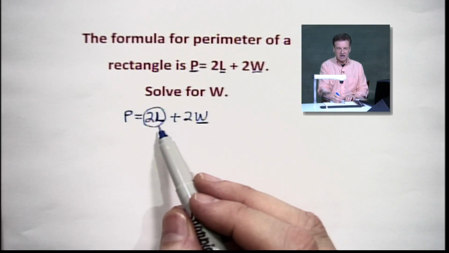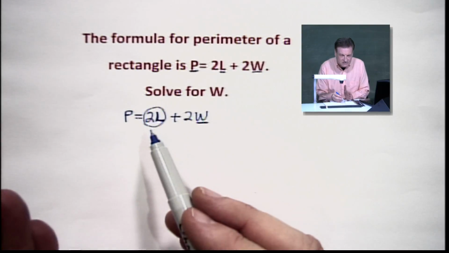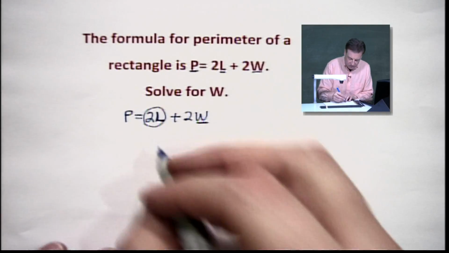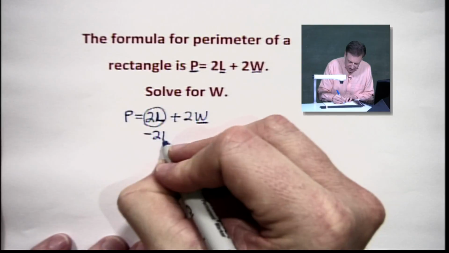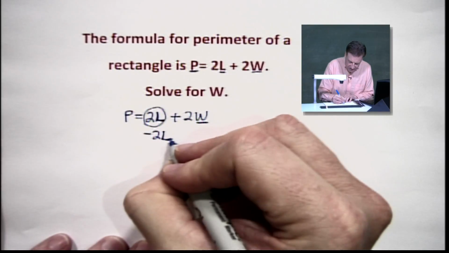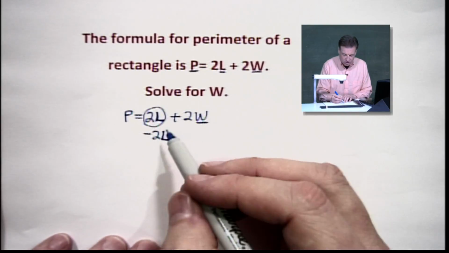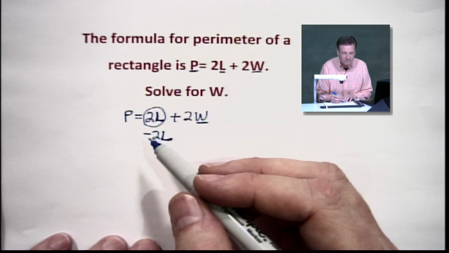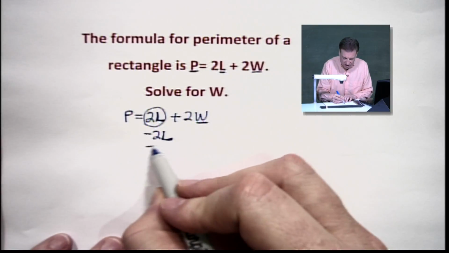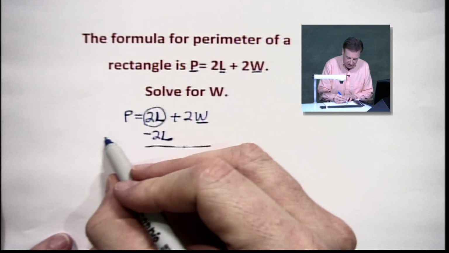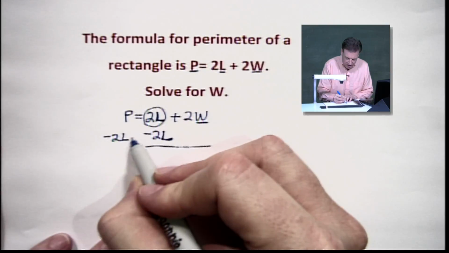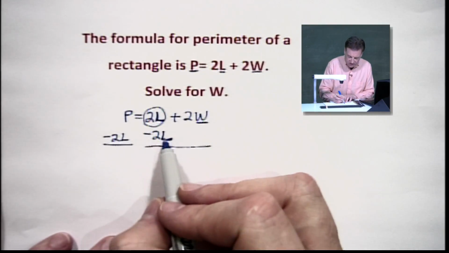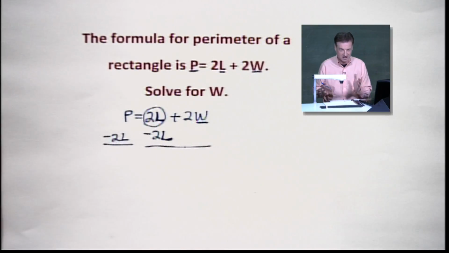So let's deal with this 2L first. It's a positive 2L, which means 2 times the value of the length. To remove it, we're going to subtract 2L, because those will cancel out and give us 0. But whatever we do on the right, we've got to do on the left. So we are going to use the subtraction property of equality, which says we subtract 2L from both sides of the equation.